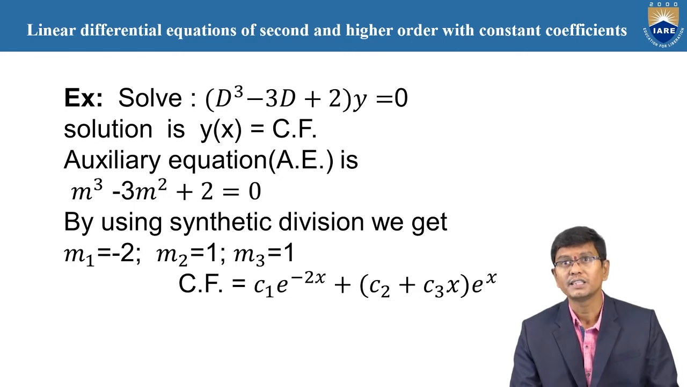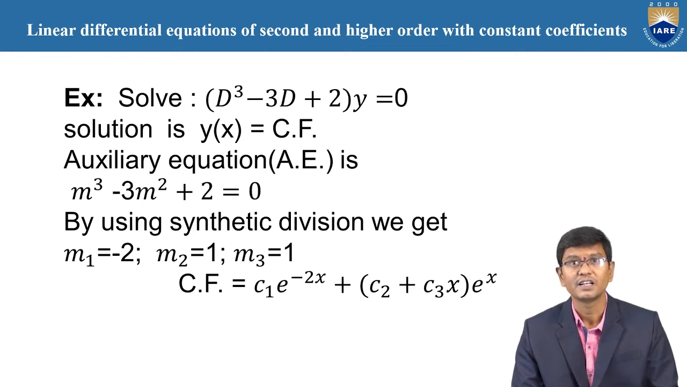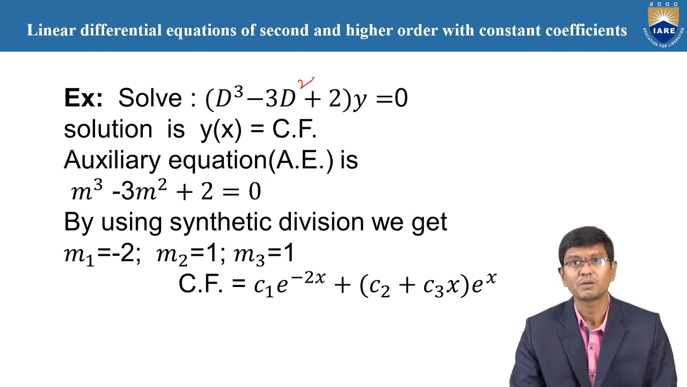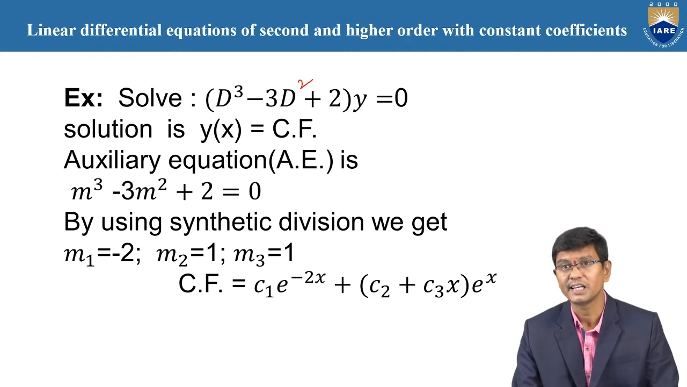Next, solve (D cubed minus 3D plus 2) y is equal to 0. And here also the auxiliary equation is considered, that is m cubed minus 3m plus 2 is equal to 0. By using synthetic division, it is clearly, by solving that here, m1 is equal to 2, m2 is equal to 1 and m3 is also 1 only.